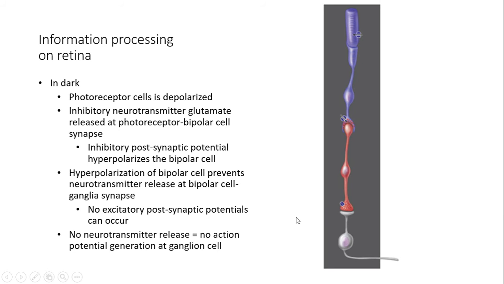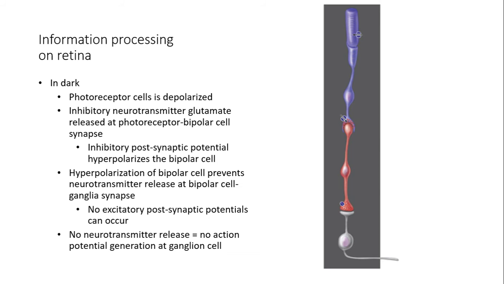Therefore, there will be no EPSP, no excitatory postsynaptic potential at this level, and therefore the ganglion cell will not be stimulated. If it is not stimulated, there's no information that's going to be sent to the brain. So no neurotransmitter release means no action potential is generated at the ganglion cell. And this would make sense because since there's no light here, there's nothing really to send for, let's say, interpretation of a bright light, red, green, blue, things like that.